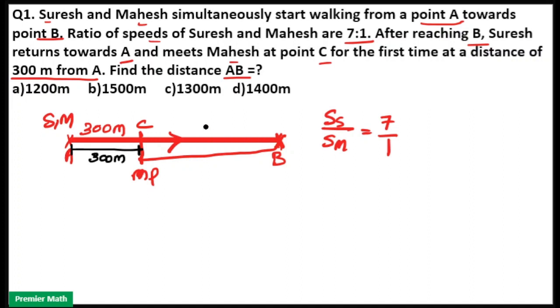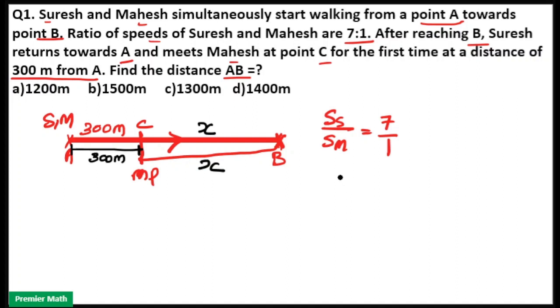I will take BC as X. That means this is also X. Suresh travelled 300 meters plus 2X distance while at the same time Mahesh travelled 300 meters. Because at meeting point, time duration is constant. That is, time duration for Suresh to travel this 300 plus 2X is same as time duration for Mahesh to travel this 300 meters. Because speed is lower for Mahesh.